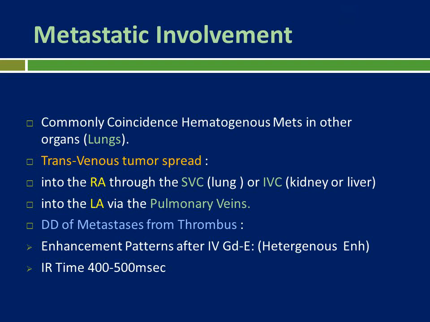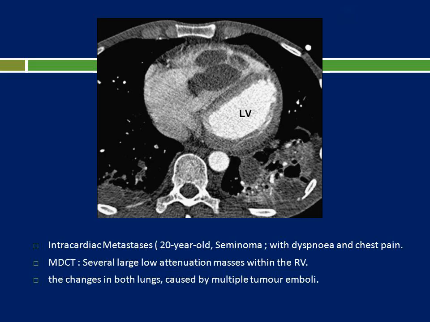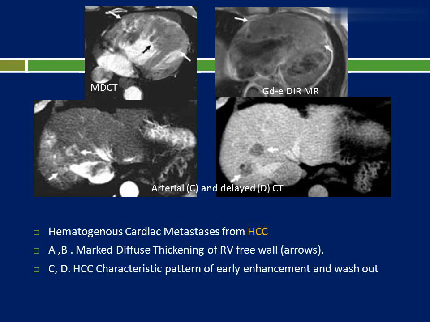IR time 400-500 msec. Intracardiac metastases in a 20-year-old with seminoma, with dyspnea and chest pain. MDCT: several large low attenuation masses within the RV. The changes in both lungs are caused by multiple tumor emboli. Hematogenous cardiac metastases from HCC.